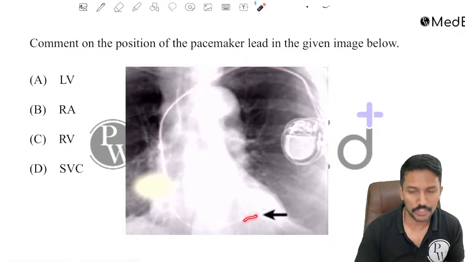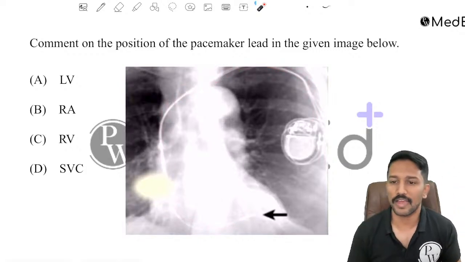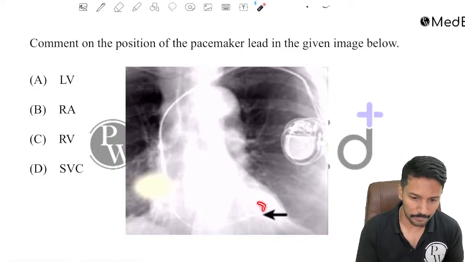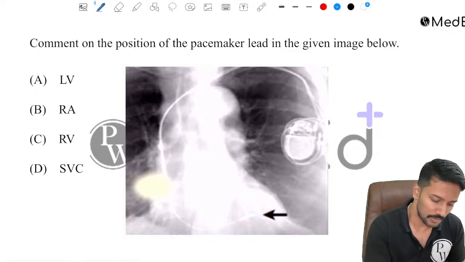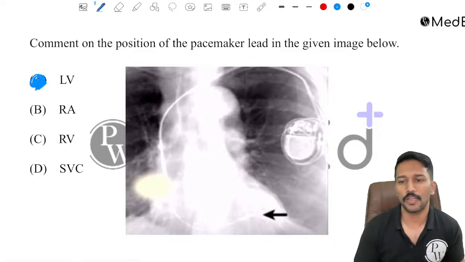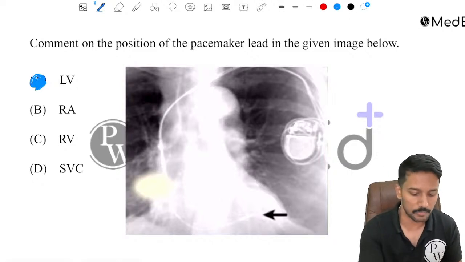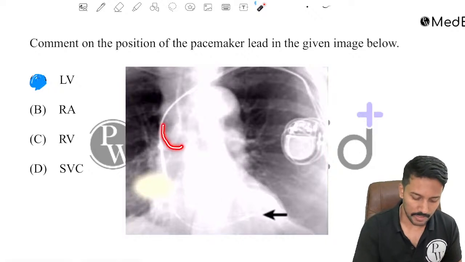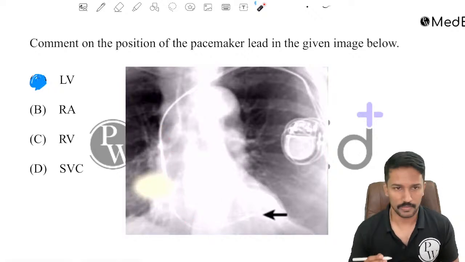And where is the tip positioned? Tip is positioned close to the apex. So obviously if it is positioned close to the apex, apex is part of your left ventricle. So for this question, the answer would be, this is a single chamber pacemaker involving the pacing of left ventricle. You can also have dual chamber pacemaker where the lead will also be placed in one of the atria and one of the ventricles.